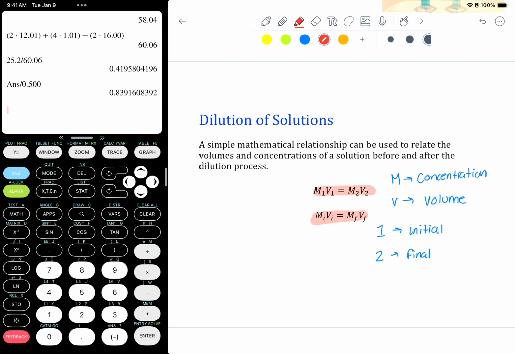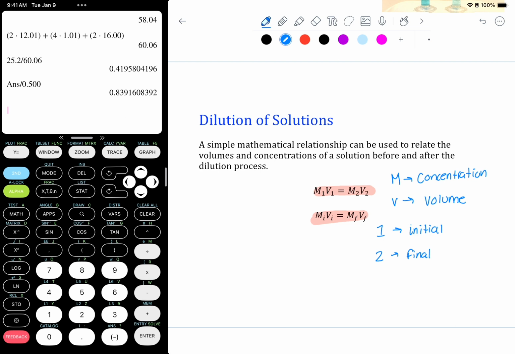Okay, so just like our last relationship, this becomes a 4-variable problem where you know 3 of the variables and you solve for the 4th. So you will know the initial concentration and the initial volume and the final volume, and you're solving for the final concentration.